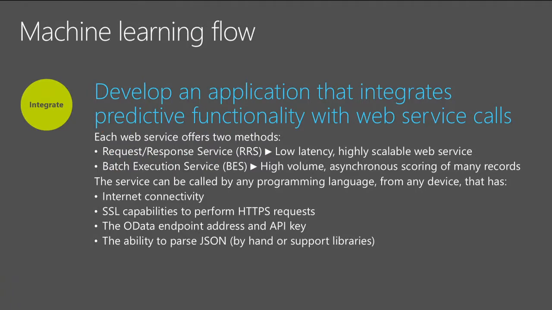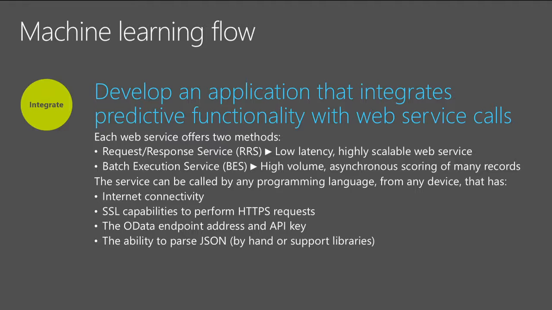We now have this production web service available on the internet. What that says for the developer then is that you can integrate this into any number of applications. I pointed out that there are two particular methods that each web service offers. There is the request response service and the batch execution service. The first is low latency, high scalability. The other is high volume asynchronous scoring of potentially many customers.